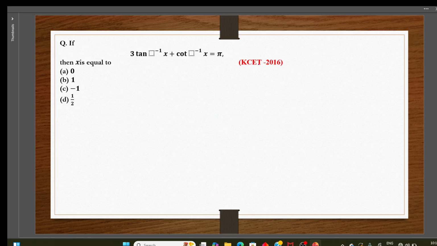Next question. Now, the next question is: 3 tan inverse of x plus cot inverse of x is equal to pi. Okay. This question is again from KCET 2016. So first simplify this cot inverse of x. Cot inverse of x is equal to tan inverse of 1 by x, since the multiplicative inverse of cot is tan.